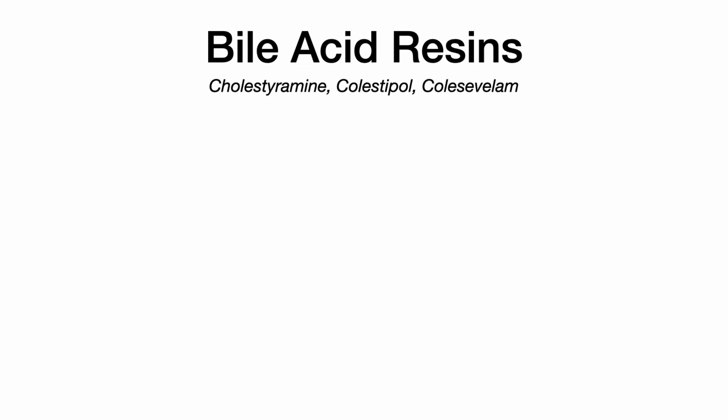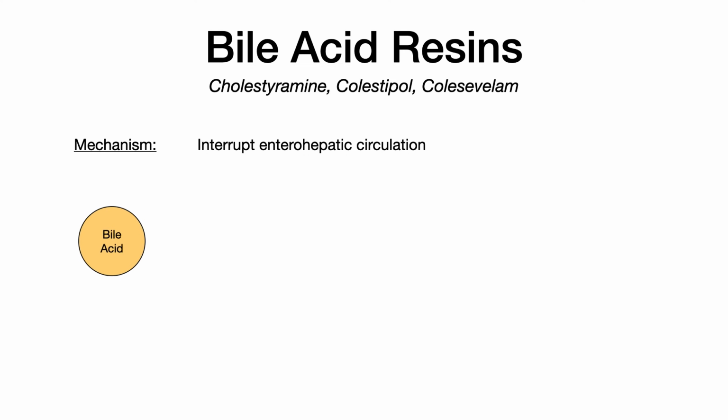The mechanism of the bile acid resins is that they interrupt enterohepatic circulation. And in order to understand this mechanism, we sort of have to go back to gastrointestinal physiology a bit. So recall that you have bile acids, and after the bile acids get secreted, they're in the intestine, and there needs to be an efficient way for the body to reabsorb all of these bile acids. Otherwise, it would be wasting a ton of energy constantly making them and excreting them.